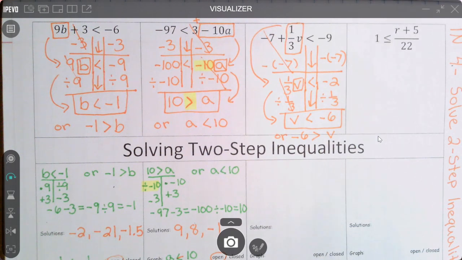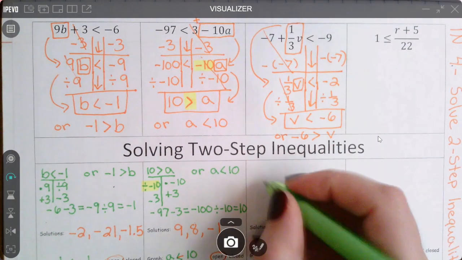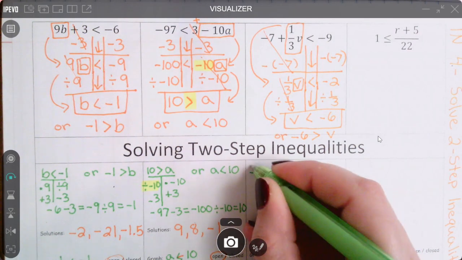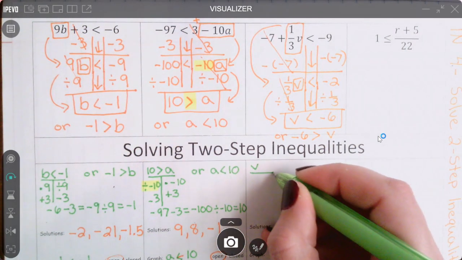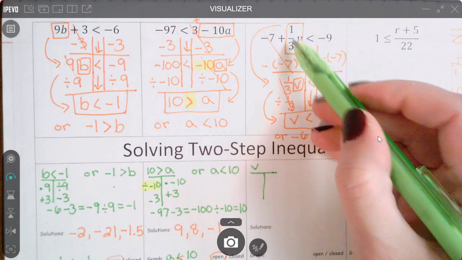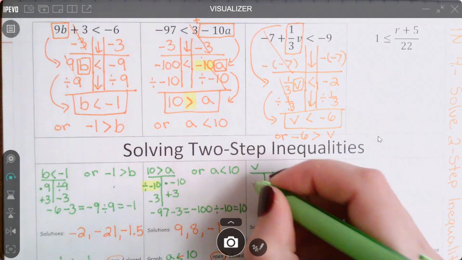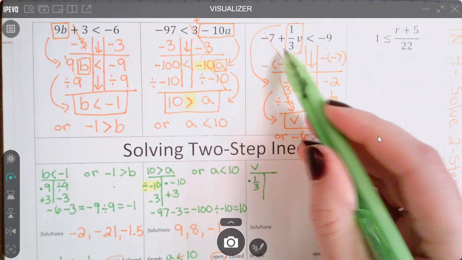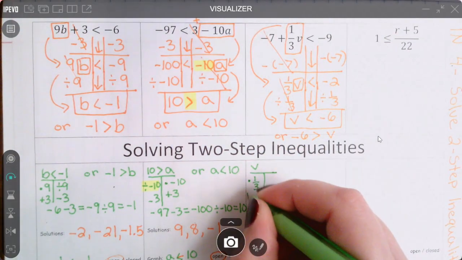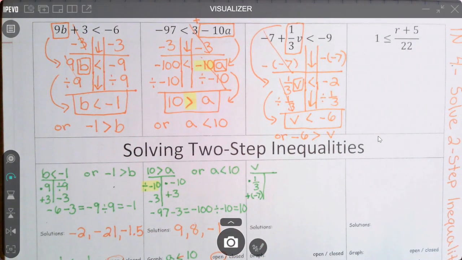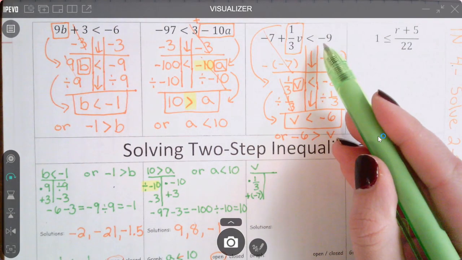All right, and we are going to go on to solving this using the do and undo method. So I'm going to start by drawing my t-table here. My variable was on the left, so I will put it back on the left-hand side. The first thing that happens to my variable is it was multiplied by 1/3. So you would have times 1/3, and after v is multiplied by 1/3, you add -7. So plus -7. Down at the bottom would be whatever was on the other side of my inequality, so -9.